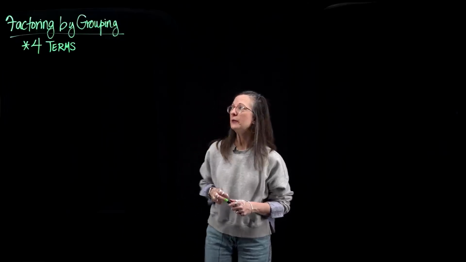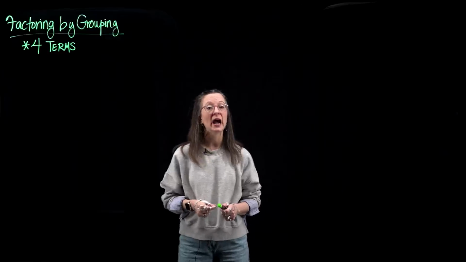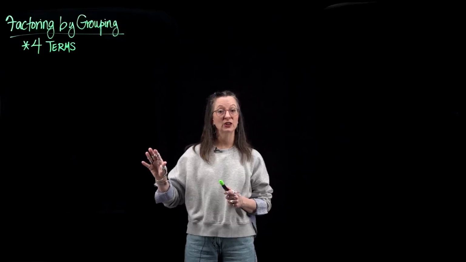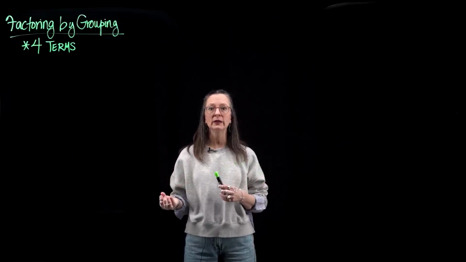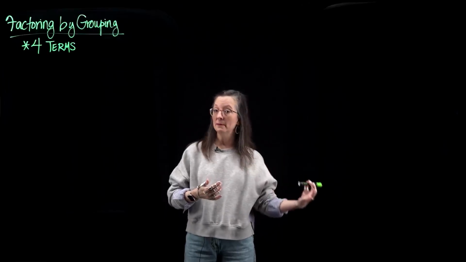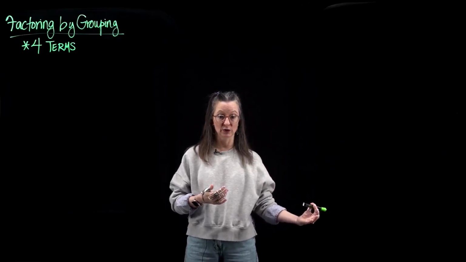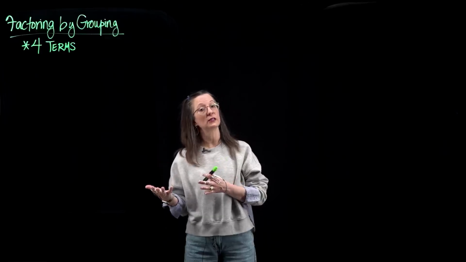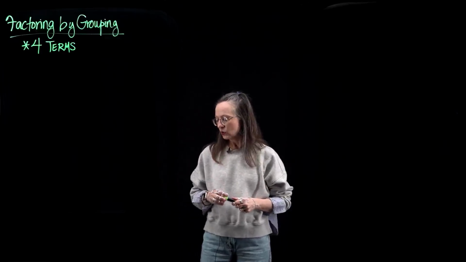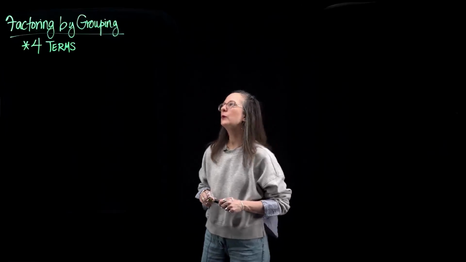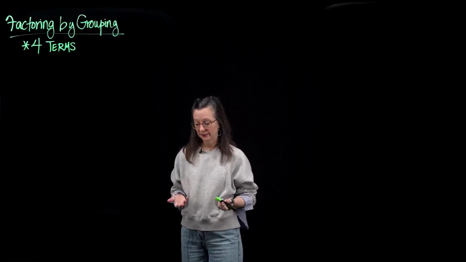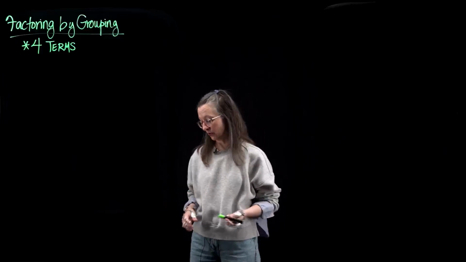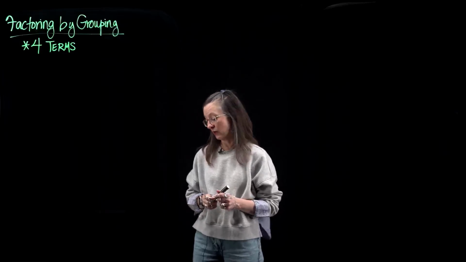All right, factoring by grouping is what we use when we have four terms. This is an important way to factor. However, it's also a really important tool that we need for the next method that we're going to use, which is the AC method. So it is both useful on its own and as a tool. Factoring by grouping is when we have four terms. Now, not every polynomial that has four terms can be factored by grouping, but it's something to be looking for.